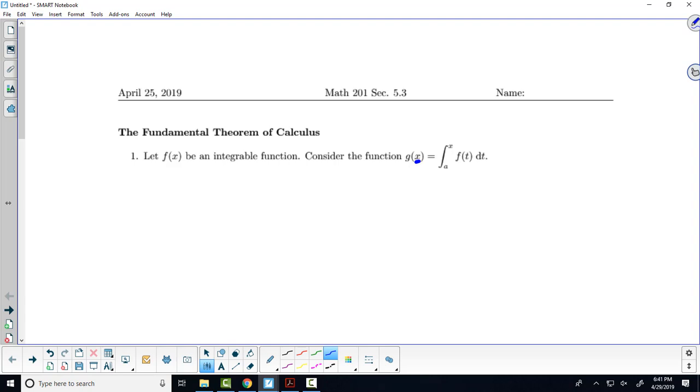So where does x show up in the definition of the function? Yeah, it shows up as the upper limit of integration. You see that? Okay. So this function has a name. I'm going to call, well, f could be anything. I'm going to call g of x an area function.